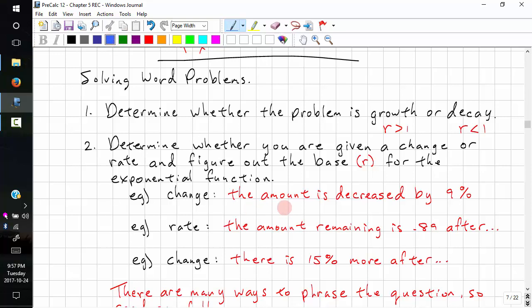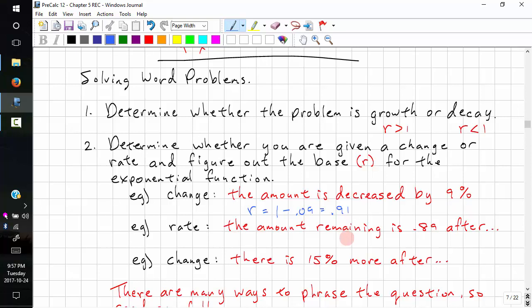The amount is decreased by 9%. This is a change because we're taking off 9%. So the rate is 1 minus 0.09. That equals 0.91. So 0.91 is your base. Remember, we have to divide this by 100. That gives us 0.09.